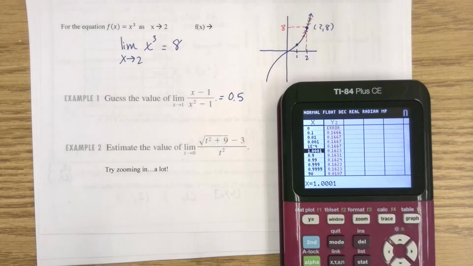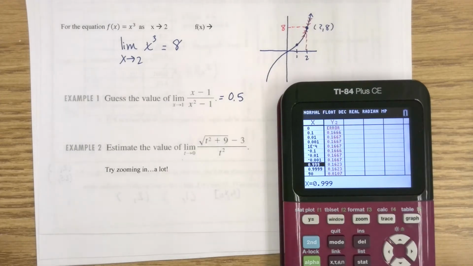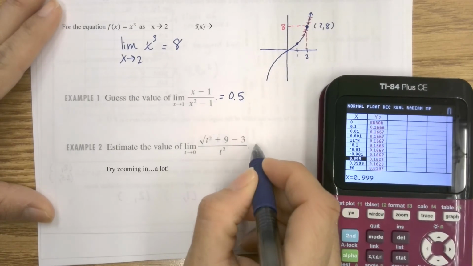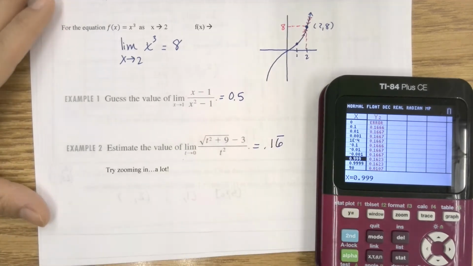I'm going to try from the other side. So the other side of 0 would be negative 0.1, negative 0.01, negative 0.001, and I'm seeing the same exact behavior. So this is approaching 0.16 with a 6 repeating on there.